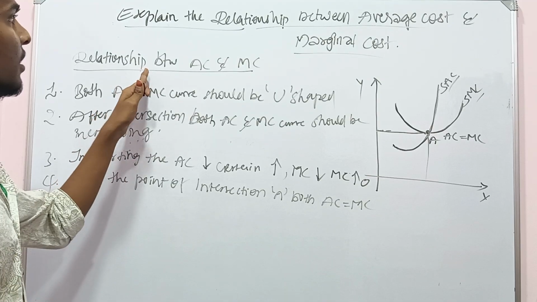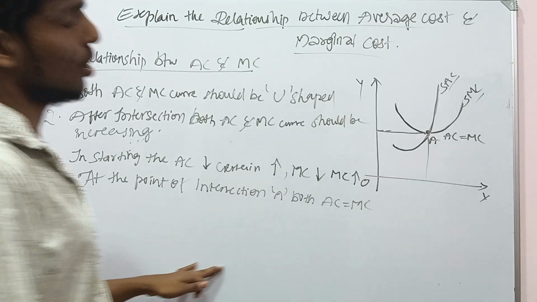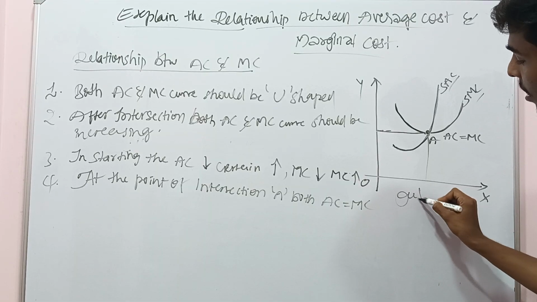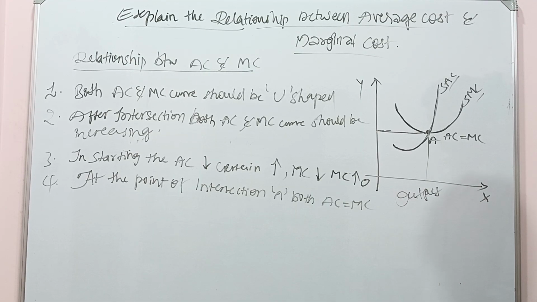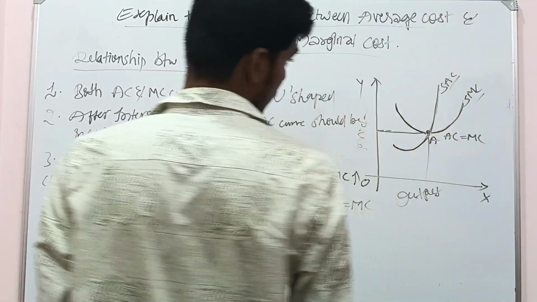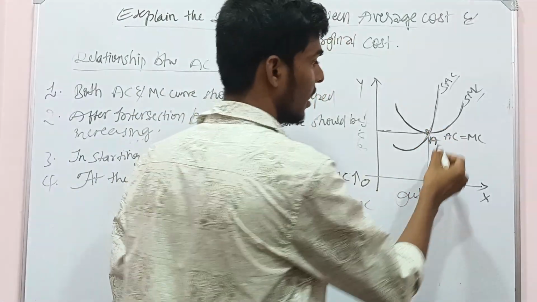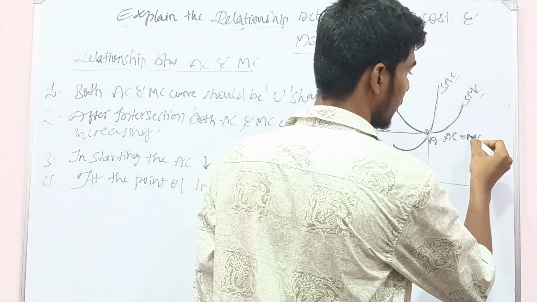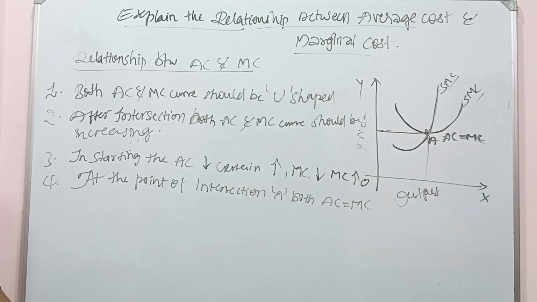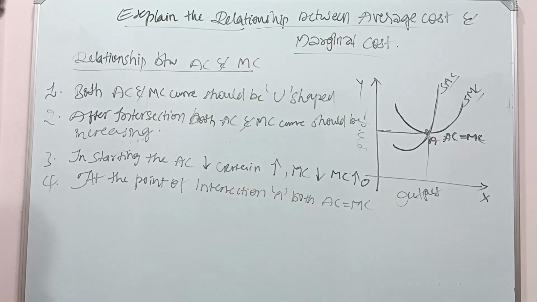You can also show it in the graph like this. On the x-axis output is taken, on the y-axis price is taken. Here at the point of intersection A, both average cost curve and marginal cost curve are equal. This is the relationship between the average cost curve and marginal cost curve.